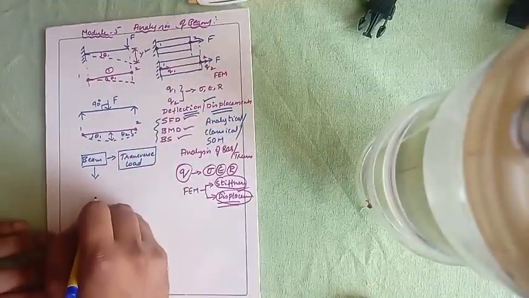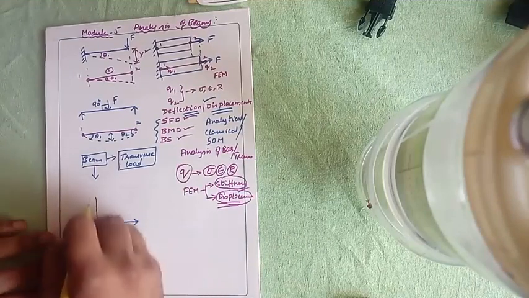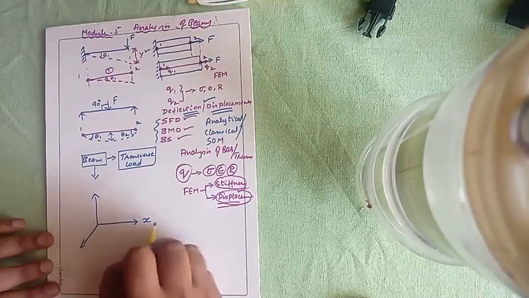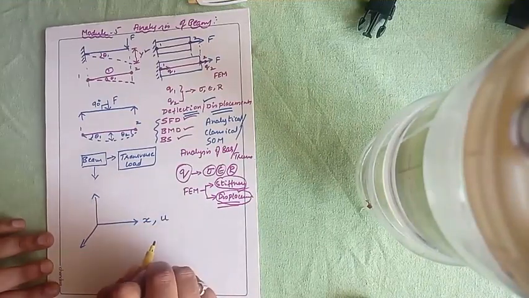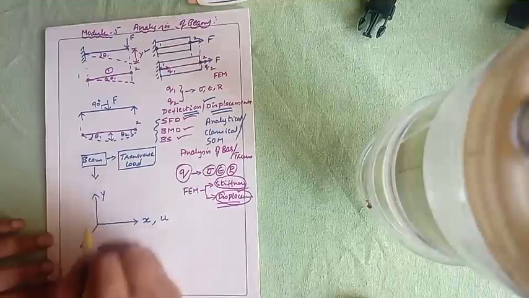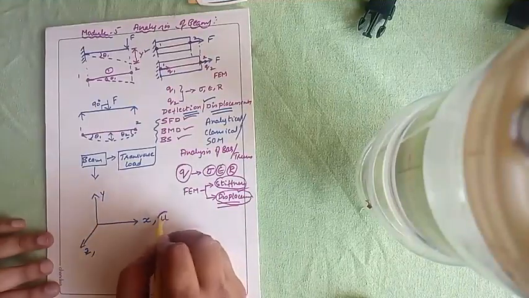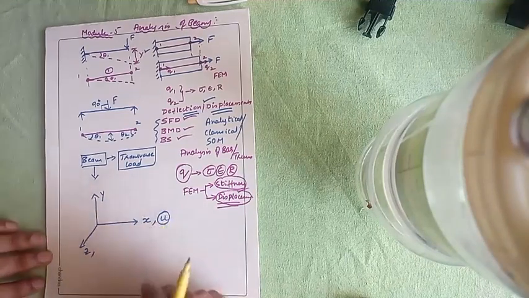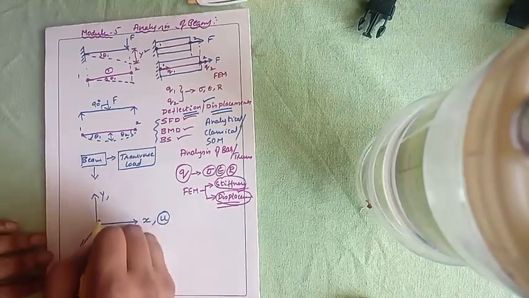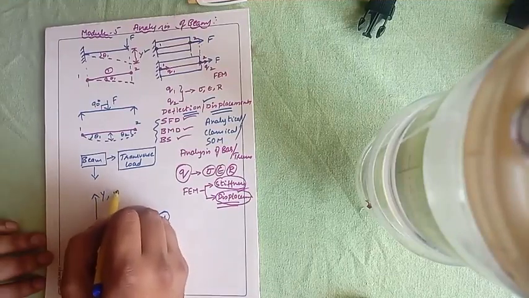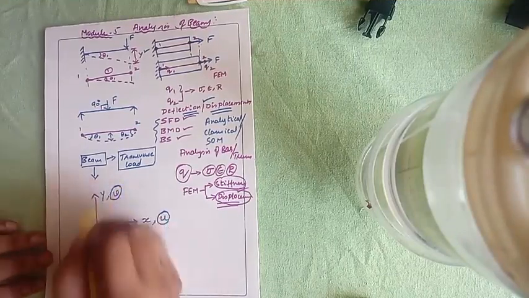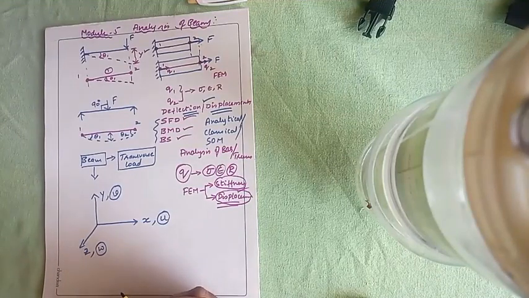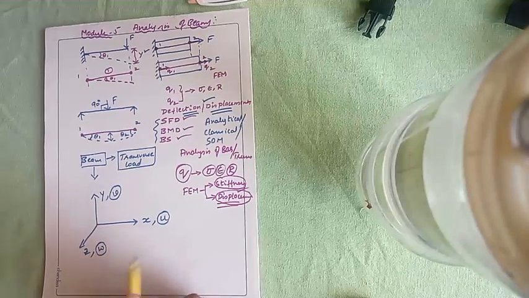Now if I try to write the coordinate system, according to solid mechanics, if a body is displaced along the x direction, the displacement is represented by the symbol u, and this is the y direction and this is the z direction. u is the displacement generally used to represent displacement along the x direction. If any node is displaced along the y direction, the displacement is indicated by the term v, and along the z direction we consider it as w. u, v, w are the displacements along x, y, and z directions.